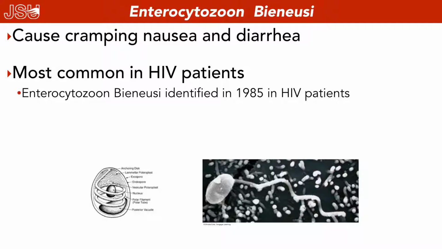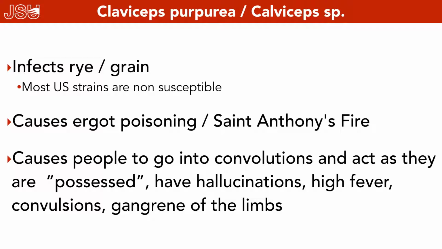Claviceps purpurea, this one is kind of an interesting one. A little bit of a whodunit type of thing, but this can actually cause hallucinations. Now, we actually think there are some benefits to this fungus also, but this one can cause hallucinations. There's a theory that the Salem witch trials were caused by an infection of this in the grain in that colony.